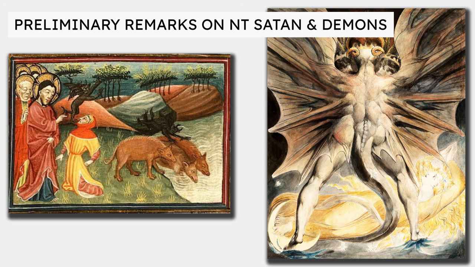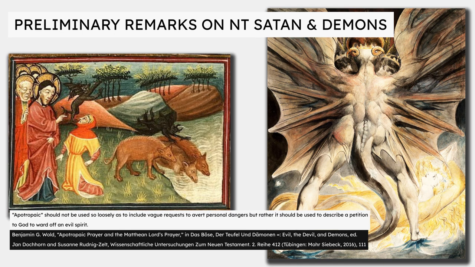The very fact that the reference to evil here is so ambiguous differentiates it from typical apotropaic formulations, which were both explicit and specific. Professor Benjamin Wald warned that, "apotropaic should not be used so loosely as to include vague requests to avert personal dangers, but rather it should be used to describe a petition to God to ward off an evil spirit." I'll have more to say on this in the next video, but for now it's enough to point out that if one verse in Matthew and Luke is the best evidence for apotropaic prayer in the New Testament, then I think that speaks for itself.